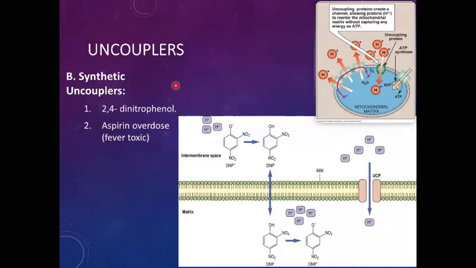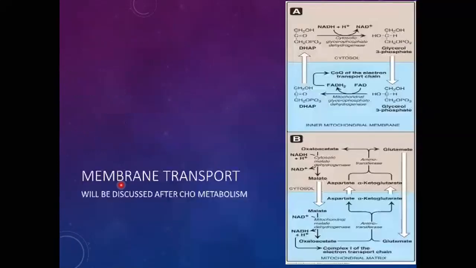Now, sometimes we could be exposed to certain toxic uncouplers like 2-dinitrophenol. It's a toxic molecule that will inhibit the energy production, and this is the mechanism of dinitrophenol. Okay, it will return the protons from the intermembrane space to the mitochondria instead of going through complex number 5. And this is the UCP channel, which is normally found in the infants. And aspirin overdose actually can do the same effect, working as an uncoupler.